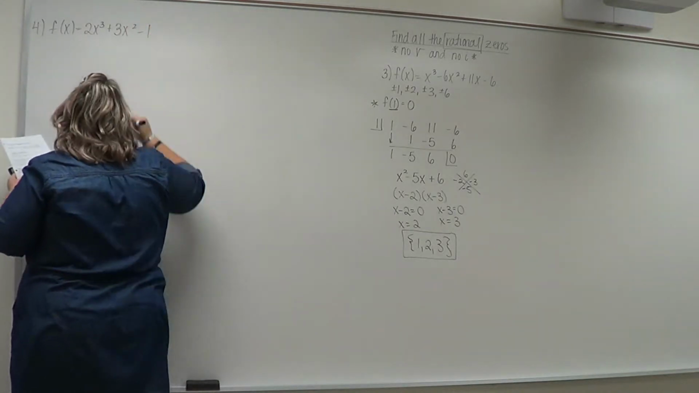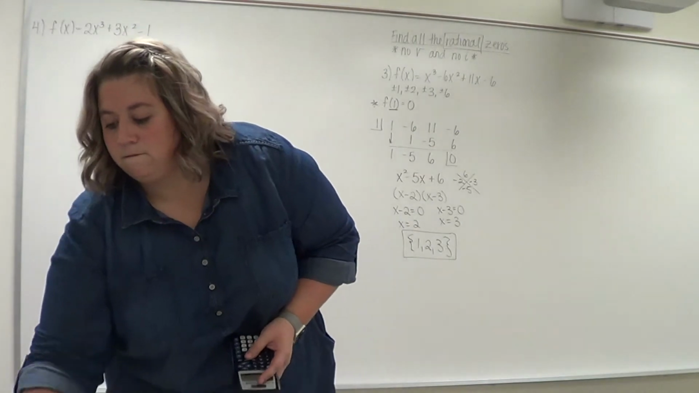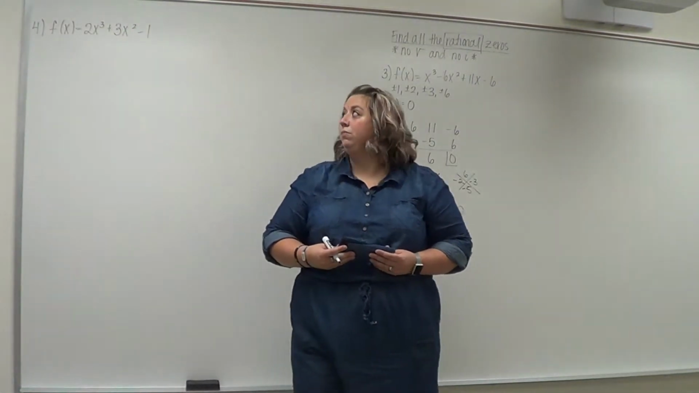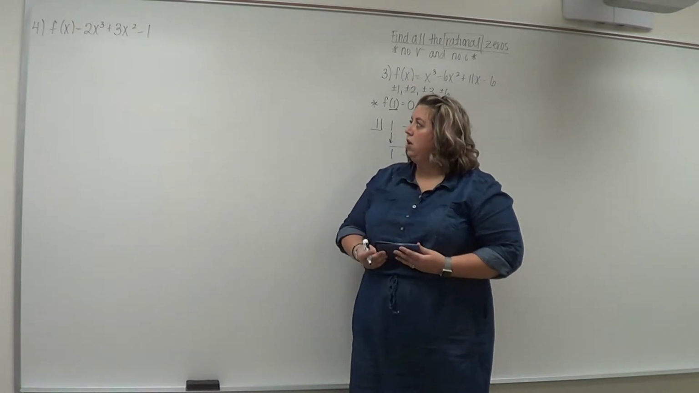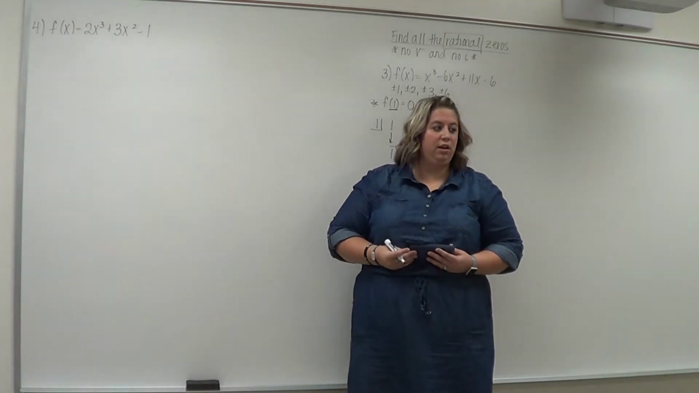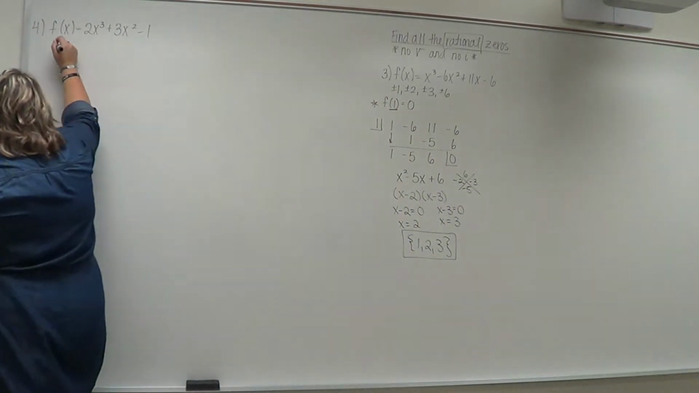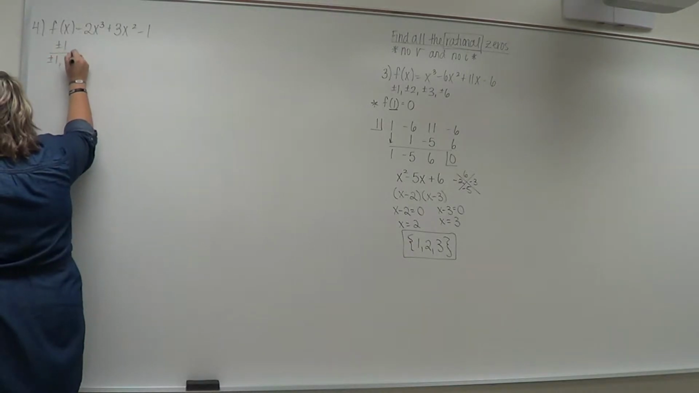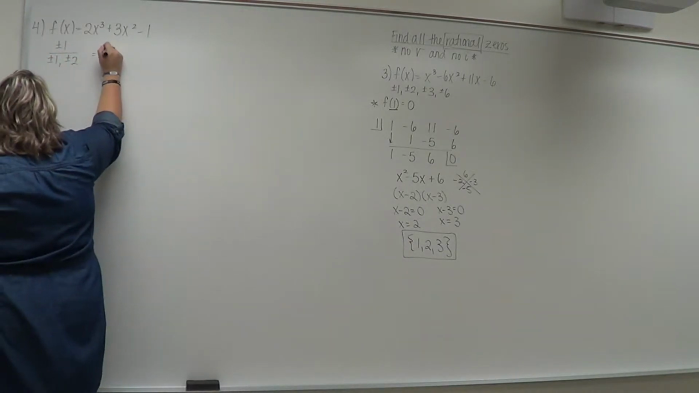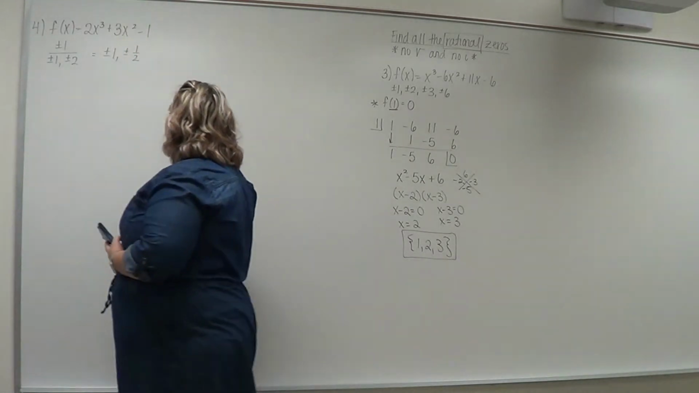Who said it? Lisa. Okay, same thing on number 4. If I want to find my possibilities, I'm going to do factors of 1 divided by factors of 2. So factors of 1 are just 1. Factors of 2, I have 1 or 2. So my possibilities are plus or minus 1 and plus or minus a half.